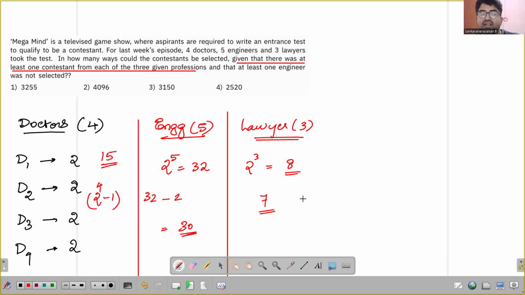Now the work is over only when you consider the doctors, the engineers and the lawyers together. So what will be the case? It will be 15, the number of ways you can deal with doctors, 30, the number of ways you can deal with engineers, 7, the number of ways you are dealing with lawyers. So my answer will be 15 into 30 into 7. I can say the total will come here as 3150. So for this question, option 3, that is 3150, is going to be my answer. Okay, I hope that this explanation is clear to everyone.